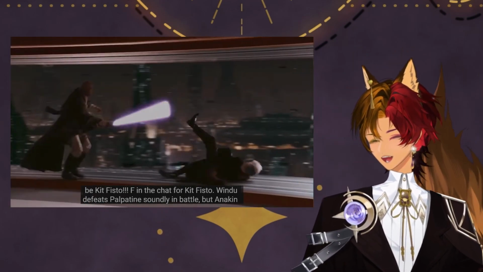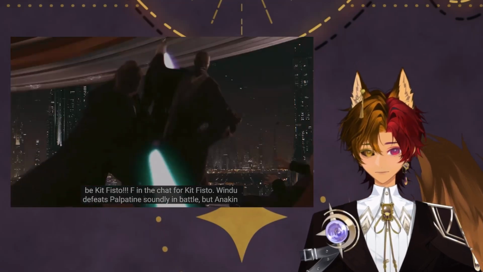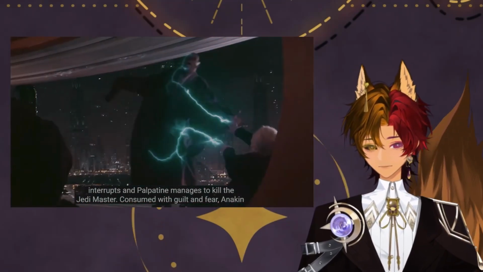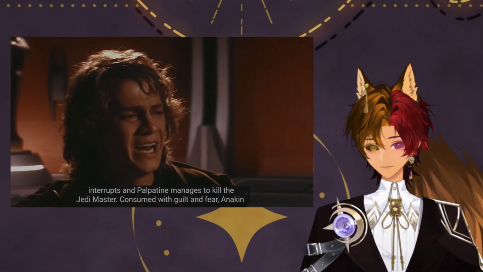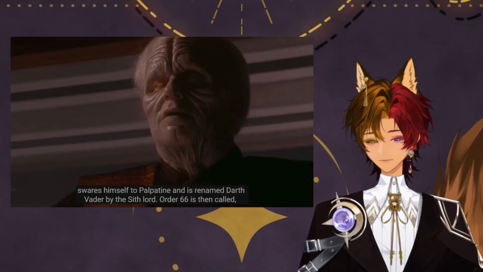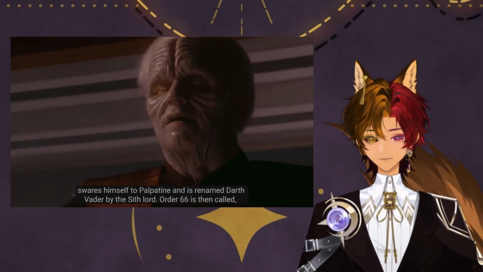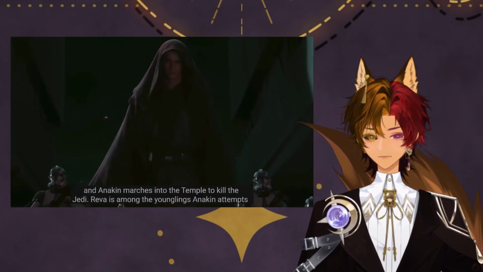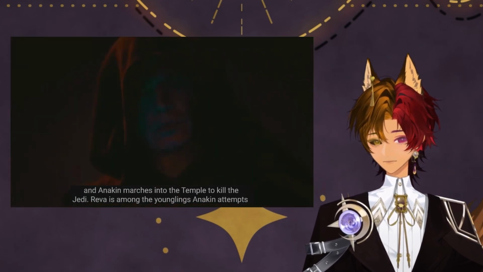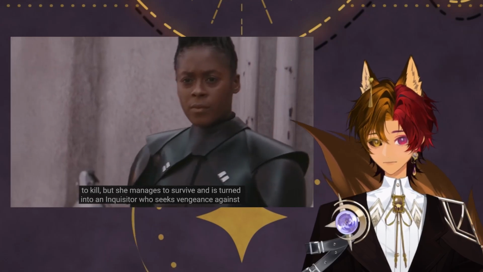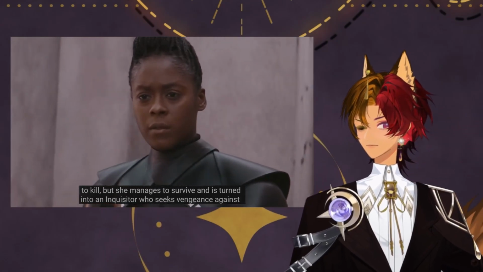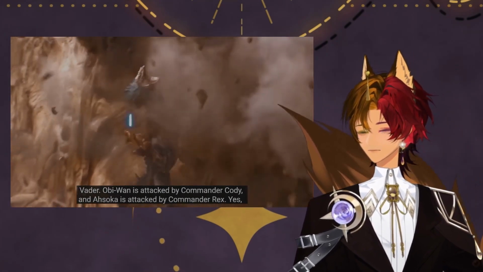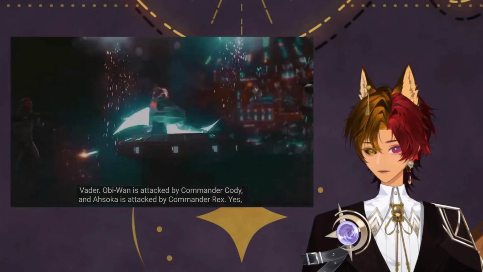F's in the chat. Windu defeats Palpatine soundly in battle, but Anakin interrupts and Palpatine manages to kill the Jedi Master. Consumed with guilt and fear, Anakin swears himself to Palpatine and is renamed Darth Vader by the Sith Lord. Order 66 is then called, and Anakin marches into the temple to kill the Jedi. Reva is among the younglings Anakin attempts to kill, but she manages to survive and is turned into an Inquisitor who seeks vengeance against Vader. Obi-Wan is attacked by Commander Cody, and Ashoka is attacked by Commander Rex.